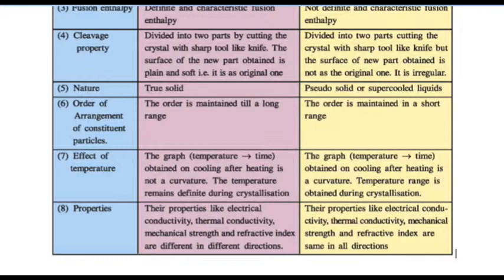Eighth property. Properties like electrical conductivity, thermal conductivity, mechanical strength and refractive index are different in different directions for crystalline solids. For amorphous solids, these properties like electrical conductivity, thermal conductivity, mechanical strength and refractive index are the same in all directions.